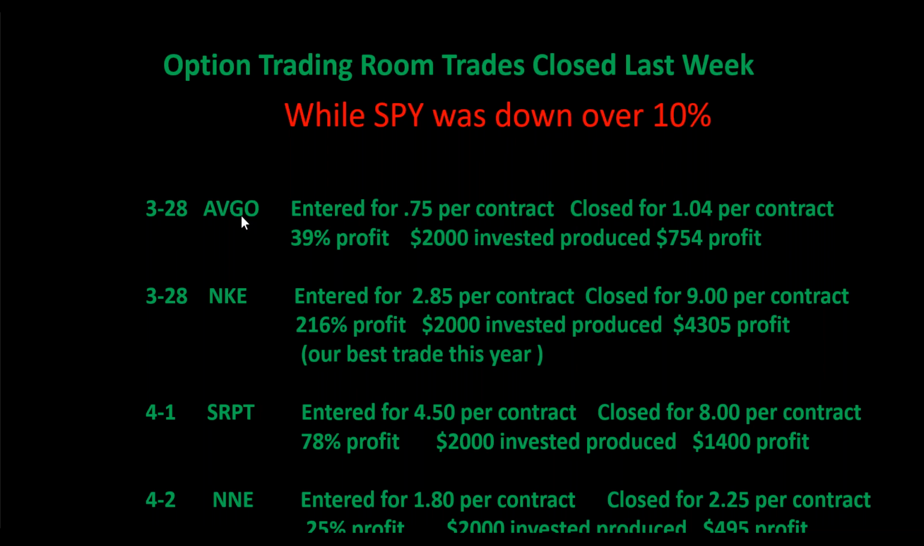We were short Broadcom, AVGO. We got in for 75 cents a contract, and we closed it for $1.04, a 39% profit. So $2,000 invested produced $754 in profit.